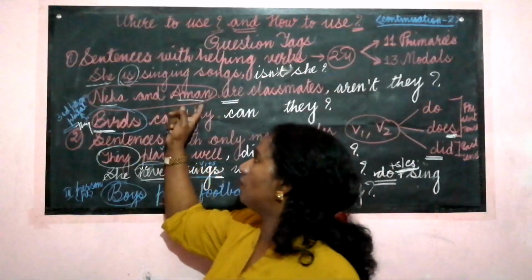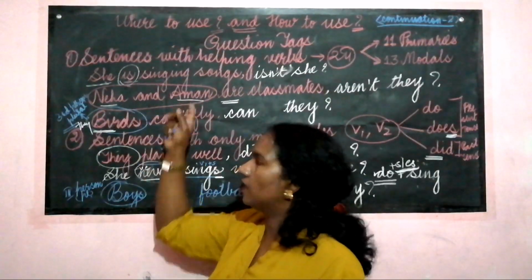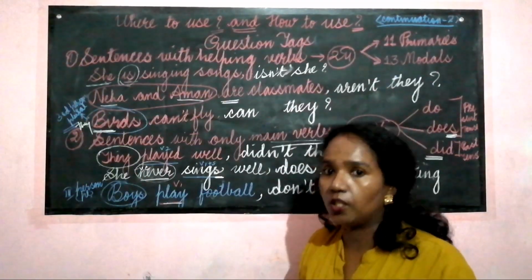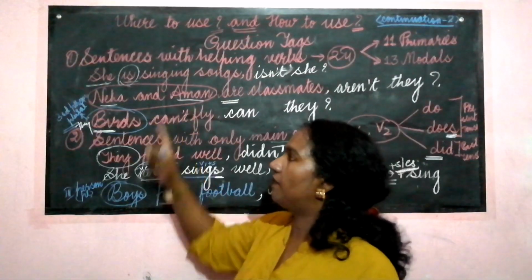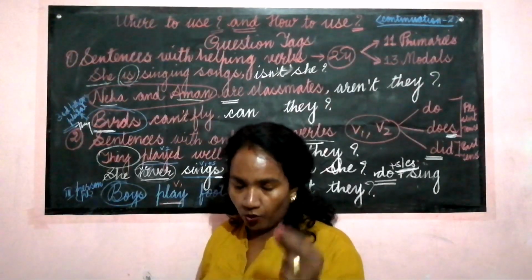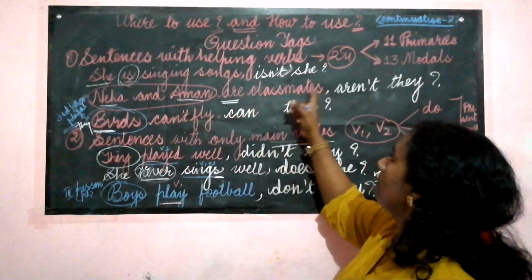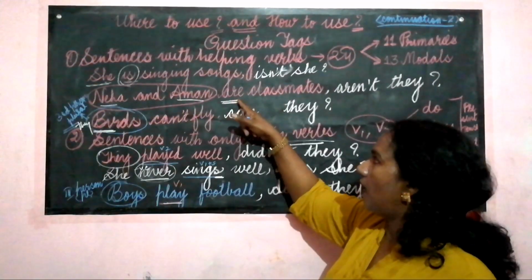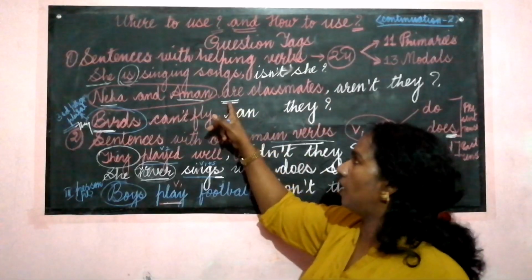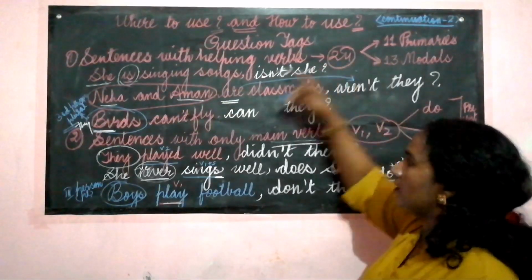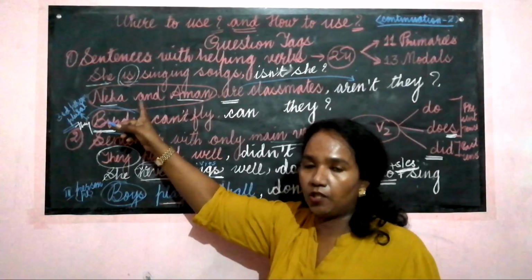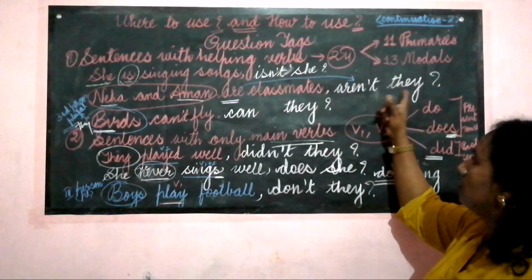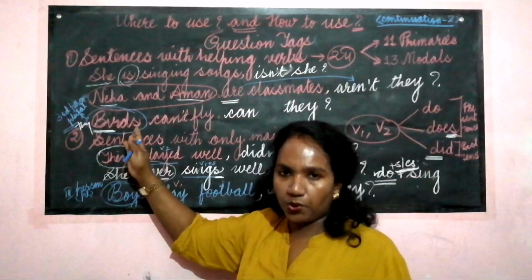Now let us look into the second example. Neha and Aman, two singular nouns connected by and, make a plural subject. Therefore, we must have the plural pronoun, third person plural. For third person plural we have only one pronoun, that is they. Neha and Aman are classmates. Already we have the helping verb are and the sentence is positive. So, are plus not is equal to aren't, plus the pronoun they. Aren't they?